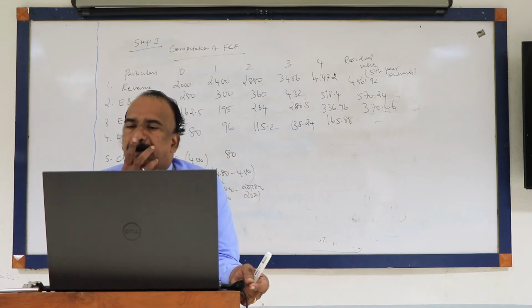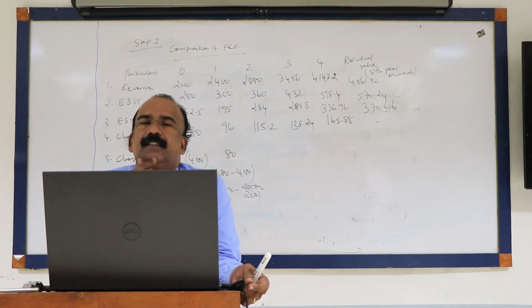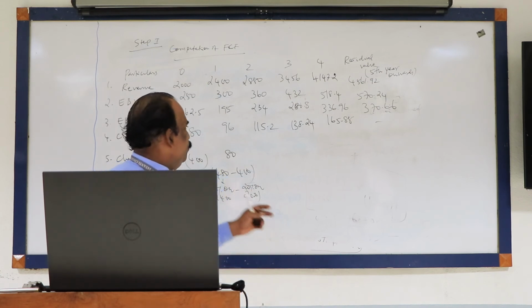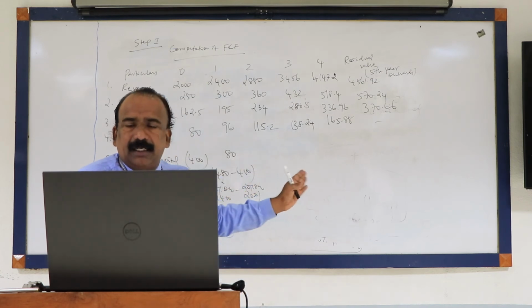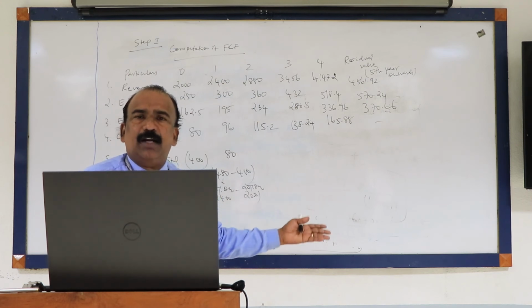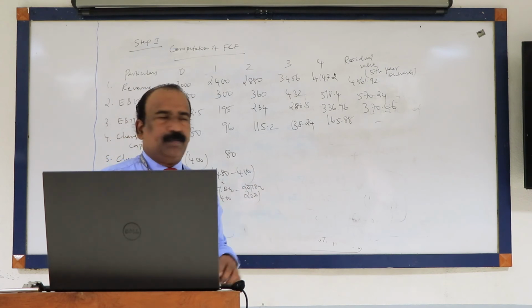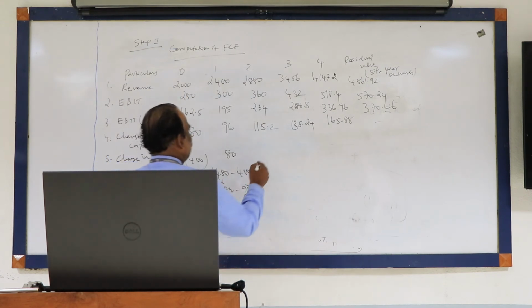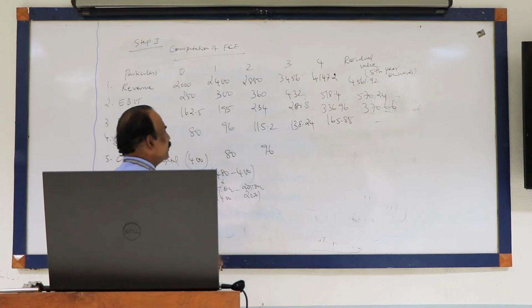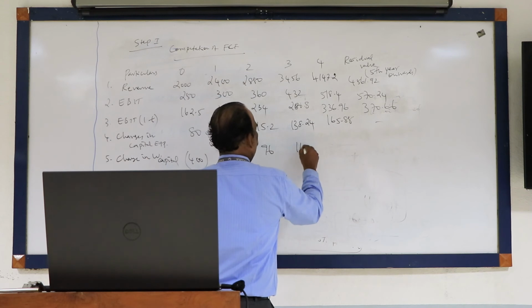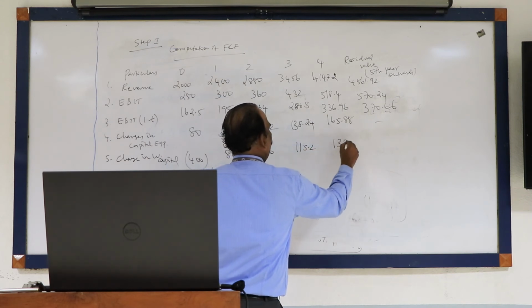All of you understood? Is that clear? Okay. Now, for second year onwards, you can just add 20%, because for change you need not calculate as we have done. You can just add 20%. So 20% is 96. Then 115.2. Then 138.24. Correct?